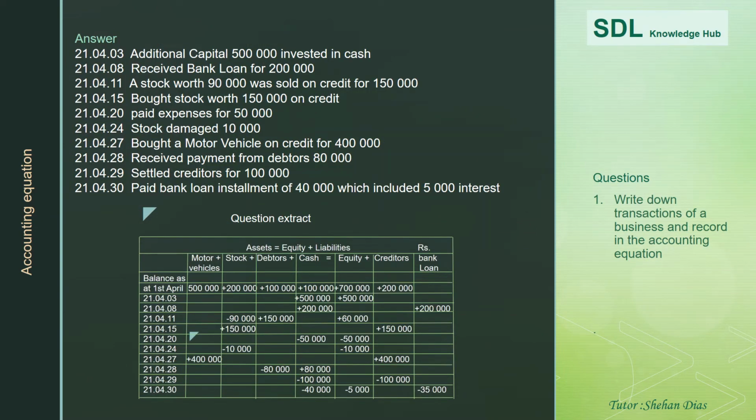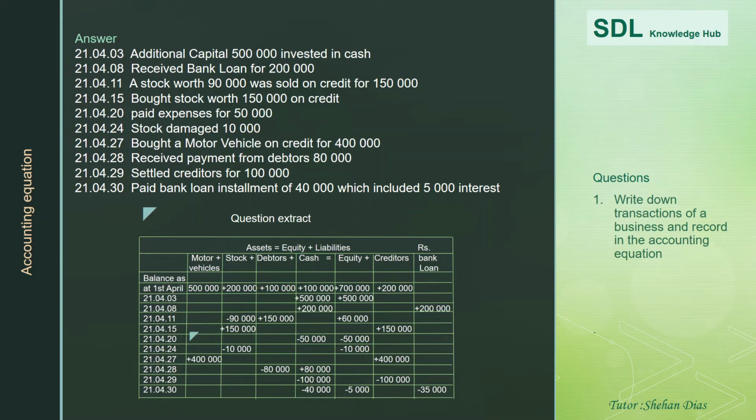The first transaction recorded is cash plus 500,000 and equity plus 500,000. Since equity has increased, additional capital has been invested. So the first transaction is additional capital of 500,000 invested in cash. Then the next transaction, cash increases by 200,000 and bank loan 200,000. So this bank loan has been obtained. The transaction is bank loan received for 200,000.